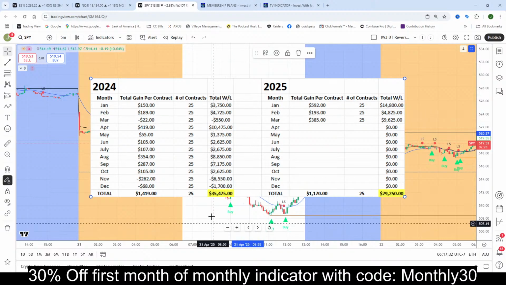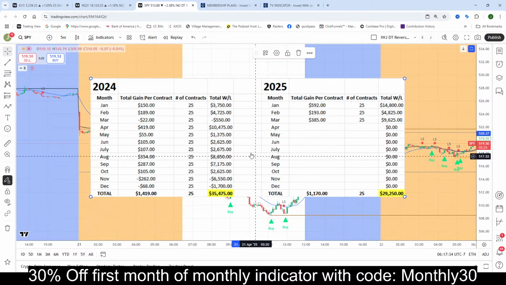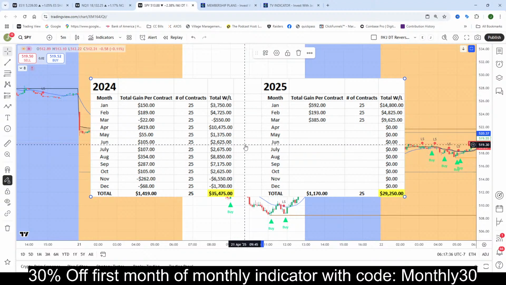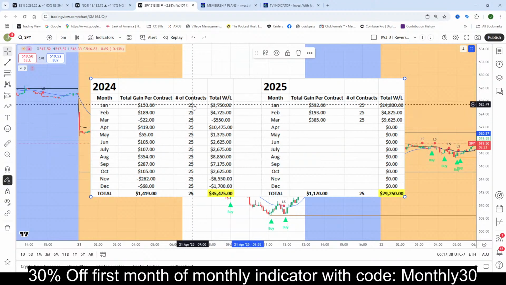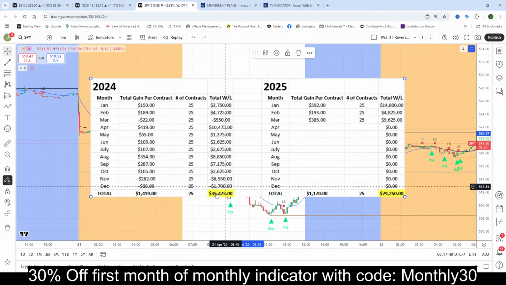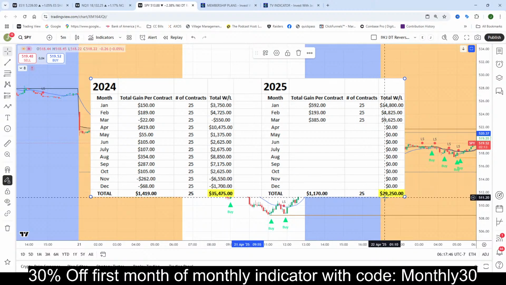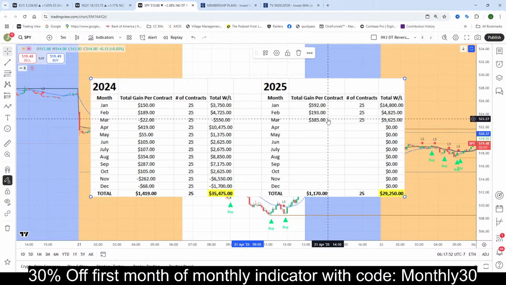You can see last year, $35,000. This is based on a $100,000 account. We trade 25 contracts per trade. Last year we made 35.5%, so 35,475. This year we've already made 29,000. We continue to tweak and update the indicator to make it better. And this year you can see those changes taking effect.